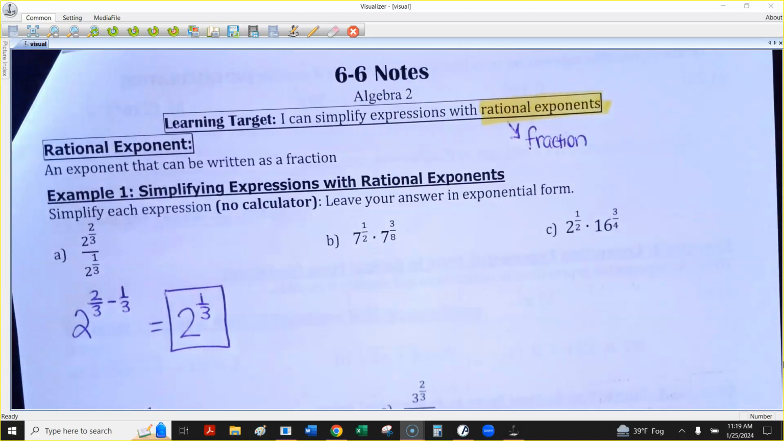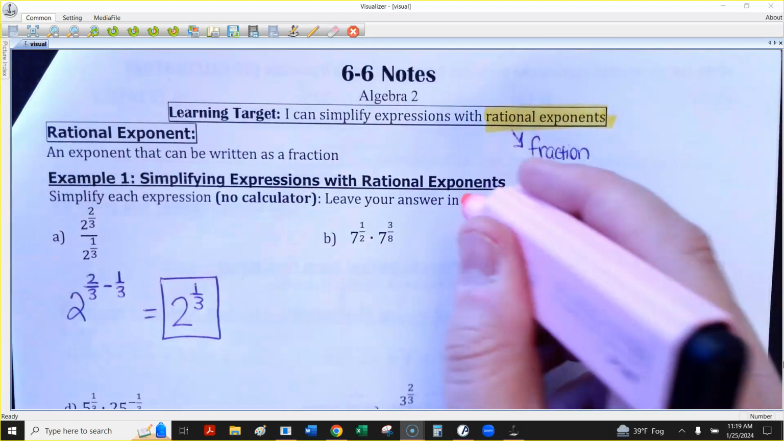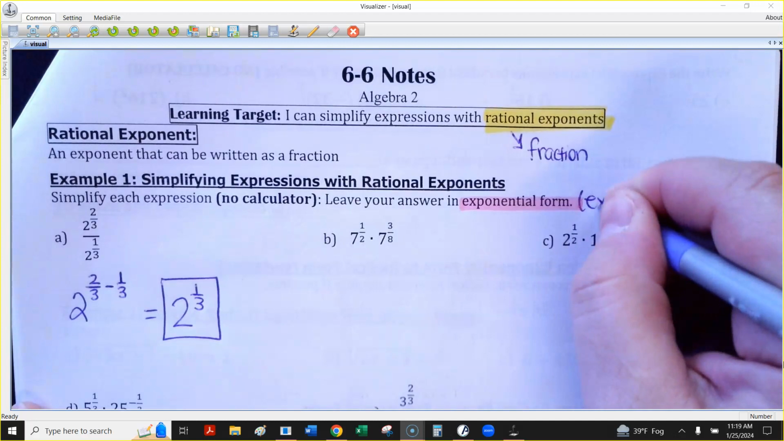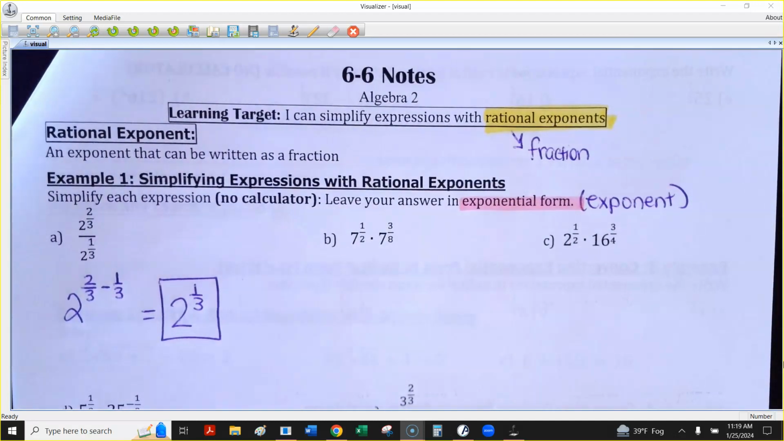And if you look at the directions here, it says leave your answer in what we call exponential form. So that means that you have an exponent. The other ones we're going to put in radical form, so we're going to have something like a square root or a cube root. But if it says leave it in exponential form, that means you have an exponent.